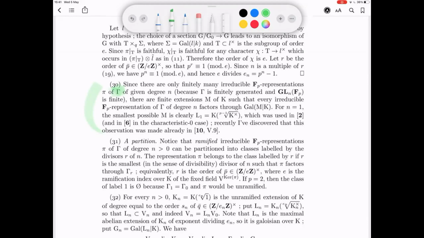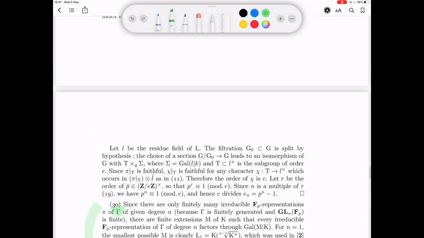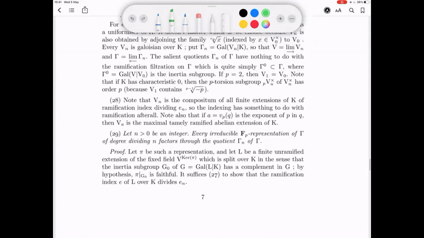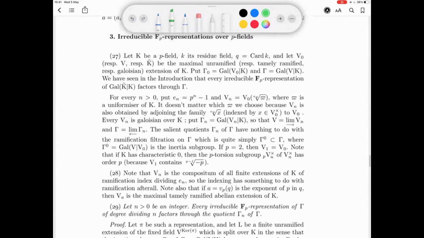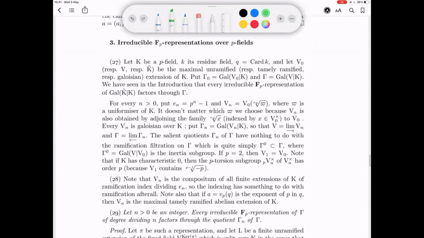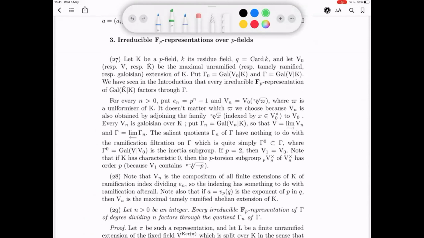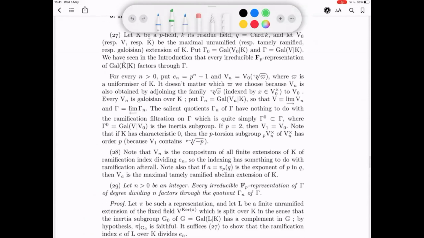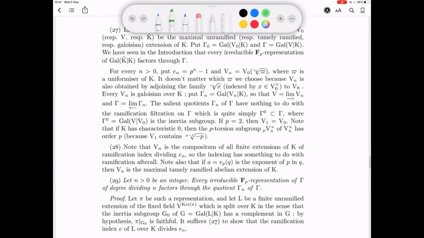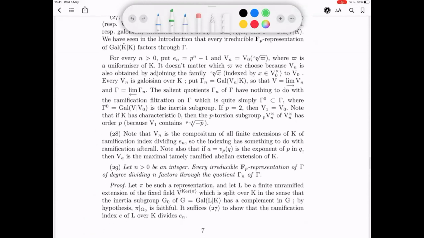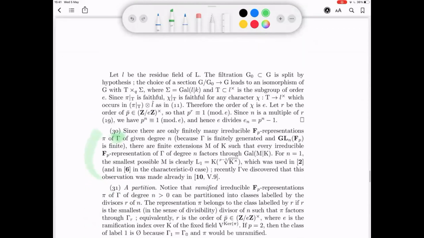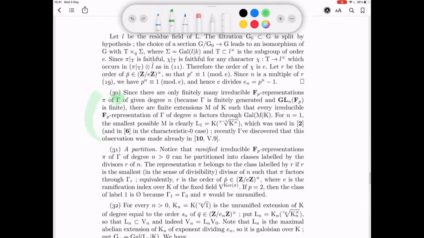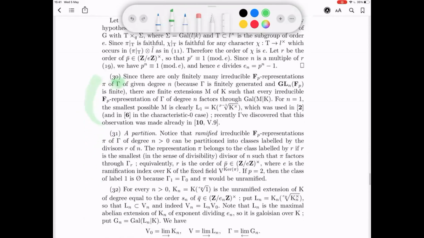No, it was not called. Did it have a name? This gamma naught has not been defined, but yeah.